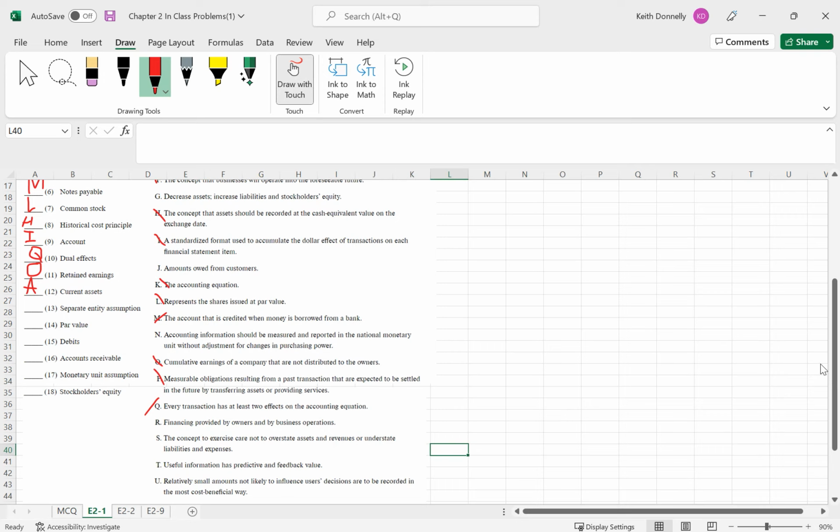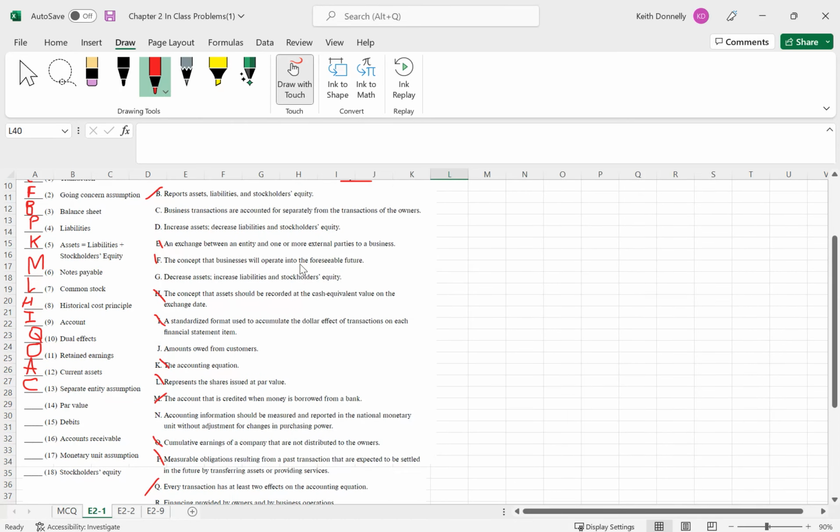Separate entity assumption, we've seen this a couple times today. This is going to be C here. So let's cross that off. It said business transactions are accounted for separately from the transactions of the owners. Like when the guy bought the car for his personal use, we don't care about that as accountants. That's a personal thing separate from the business.